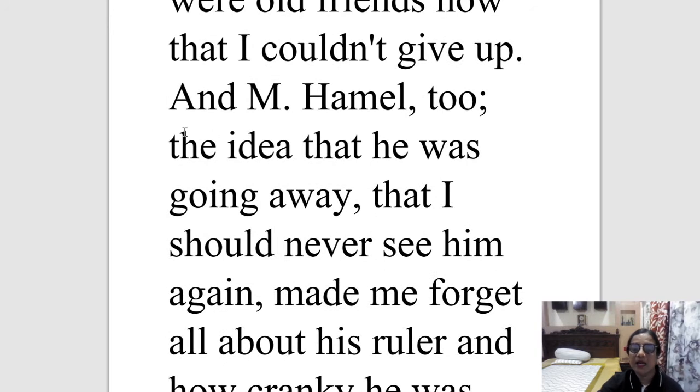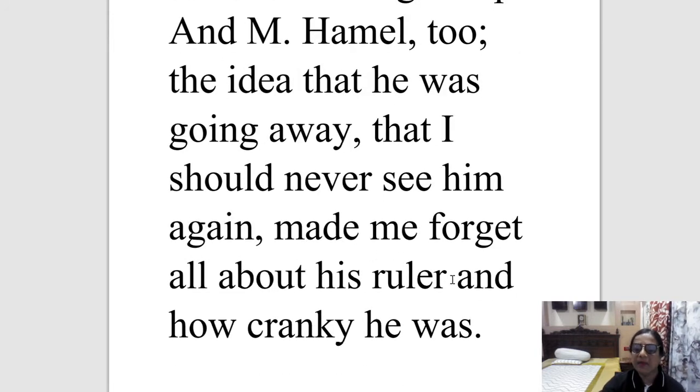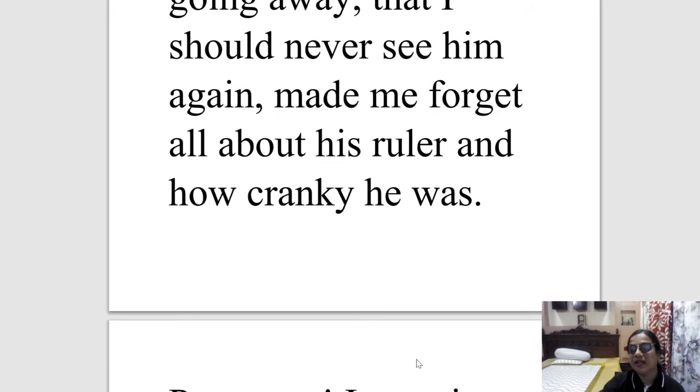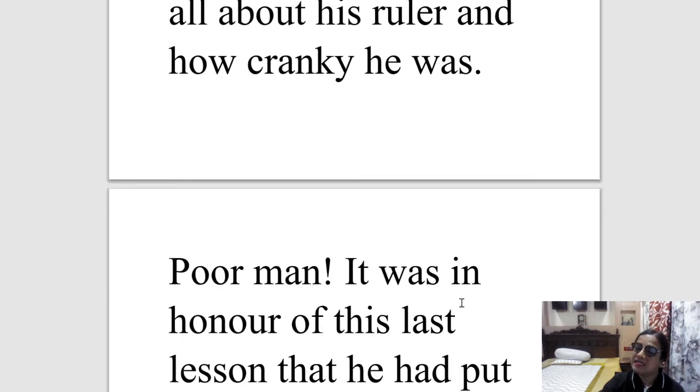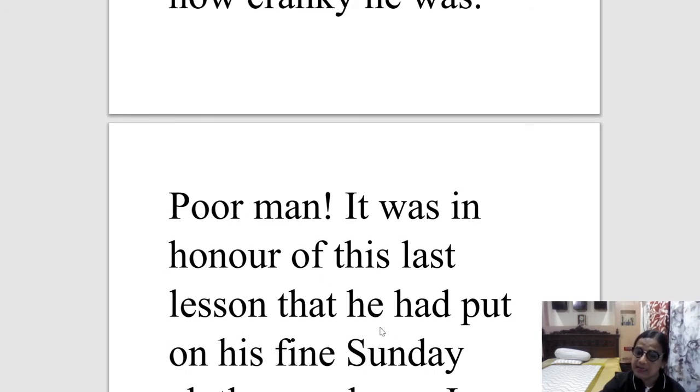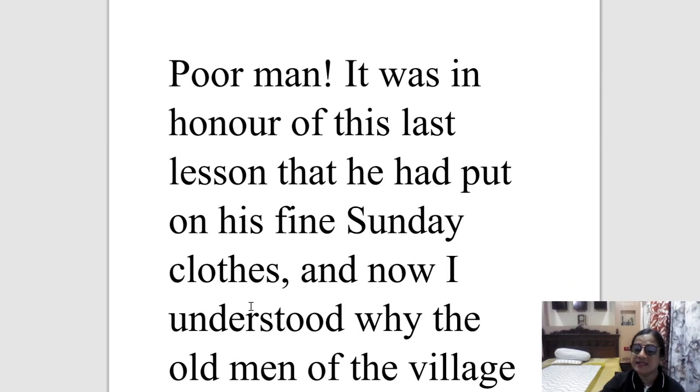I should never see him again. And M. Hamel too, the idea that he was going away. Why going away? Because that was the French class, but that was the last French class, and from the next day he no more had to teach because the German language was to be taught in schools. And again it made me forget all about his ruler and how cranky he was. So this made him forget how strict a teacher he was, and he started loving his teacher M. Hamel. Poor man, it was in honor of this last lesson that he had put on his fine Sunday clothes. That is the embroidered cap, the frilled shirt, and the green coat.